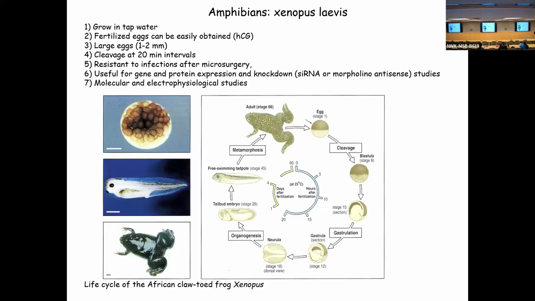The lower the species that we study, the faster the cleavage or the cell divisions take place. They are resistant to infections after microsurgery. We can perform microsurgeries in the eggs, and they're resistant. We don't need antibiotics. We don't need anything. Okay.